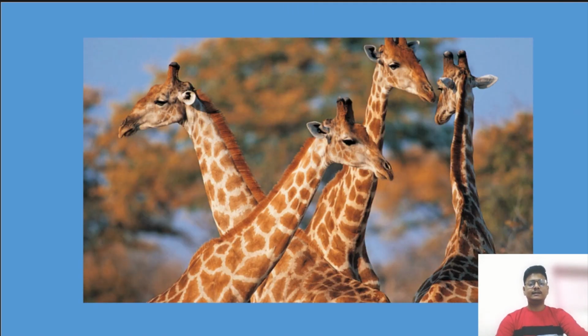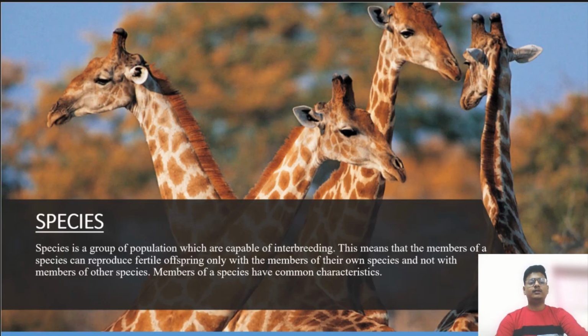Now let's see, this is a giraffe. In this species also, a species is a group of population which are capable of interbreeding. This means that the members of a species can reproduce fertile offspring only with the members of their own species and not with members of other species. Members of a species have common characteristics. This is the answer of species. Now let's go for endemic species.